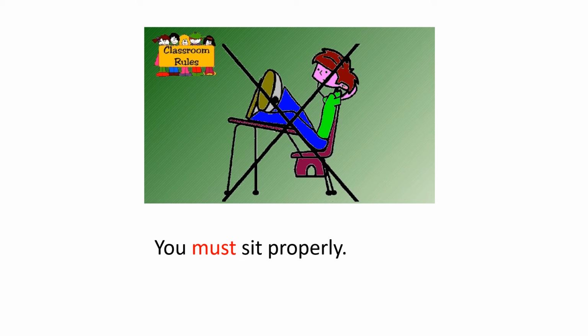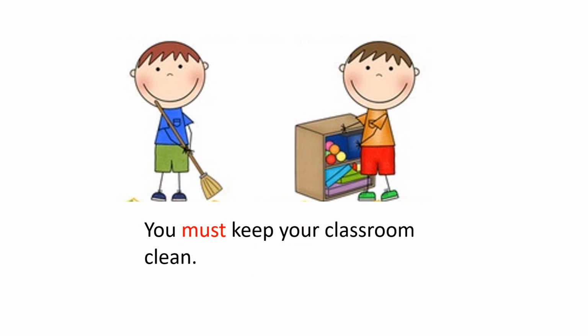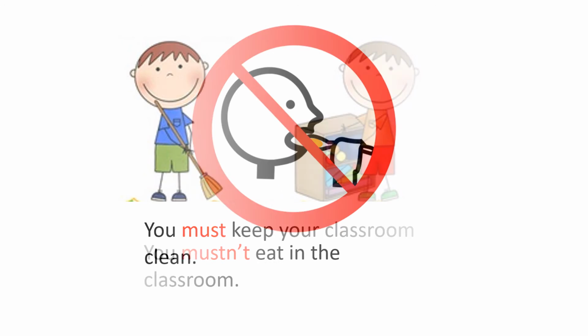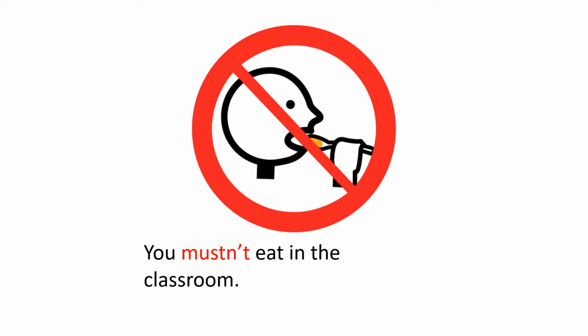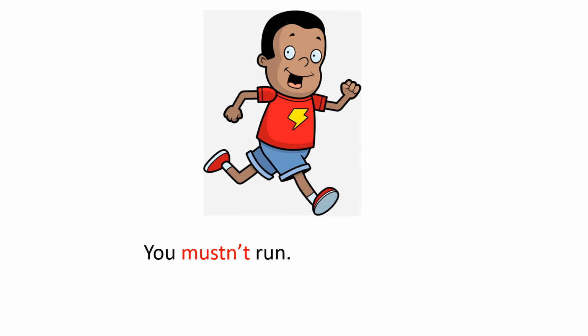Look at the pictures. You can say you must sit properly. يجب أن تجلس بشكل صحيح. You must raise your hand to speak. يجب أن ترفع يدك لتتكلم. You must keep your classroom clean. يجب أن تحافظ على نظافة الصف. You mustn't eat in the classroom. يجب ألا تأكل في الفصل الدراسي. You mustn't run. أيضا لا تجري. يجب ألا تجري في الصف.